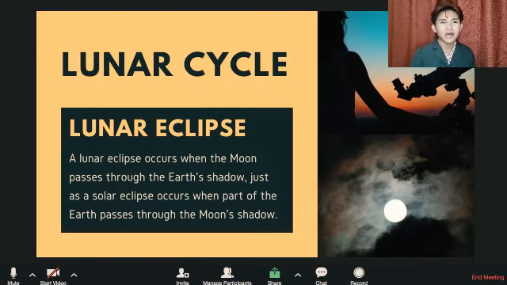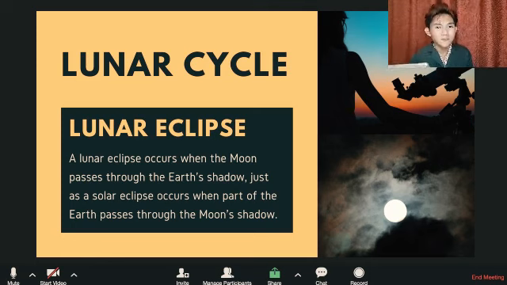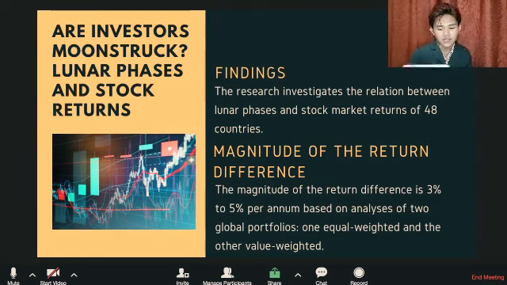Let's talk first about the lunar cycle. A lunar eclipse occurs when the moon passes through the Earth's shadow. In our next slide, the research investigates the relation between lunar phases and stock market returns of 48 countries.